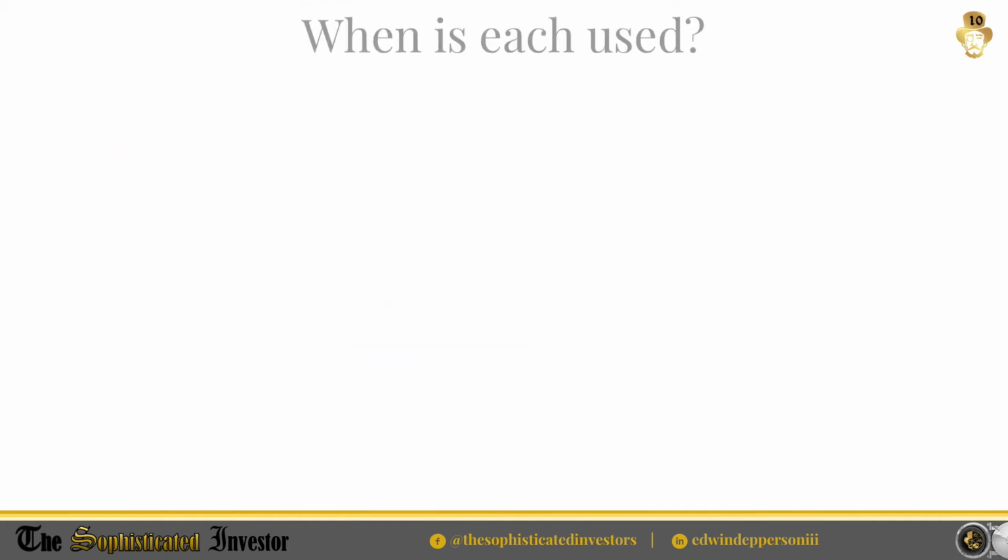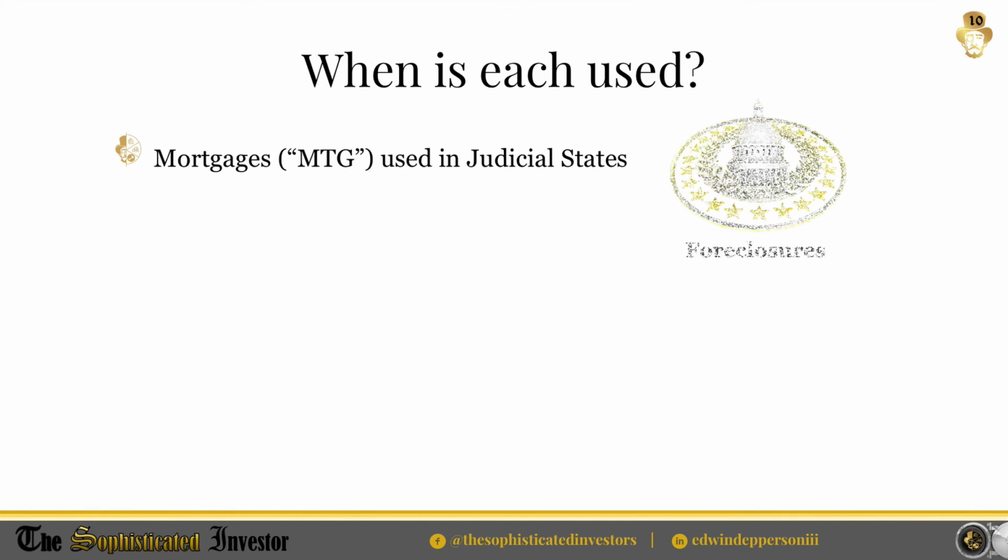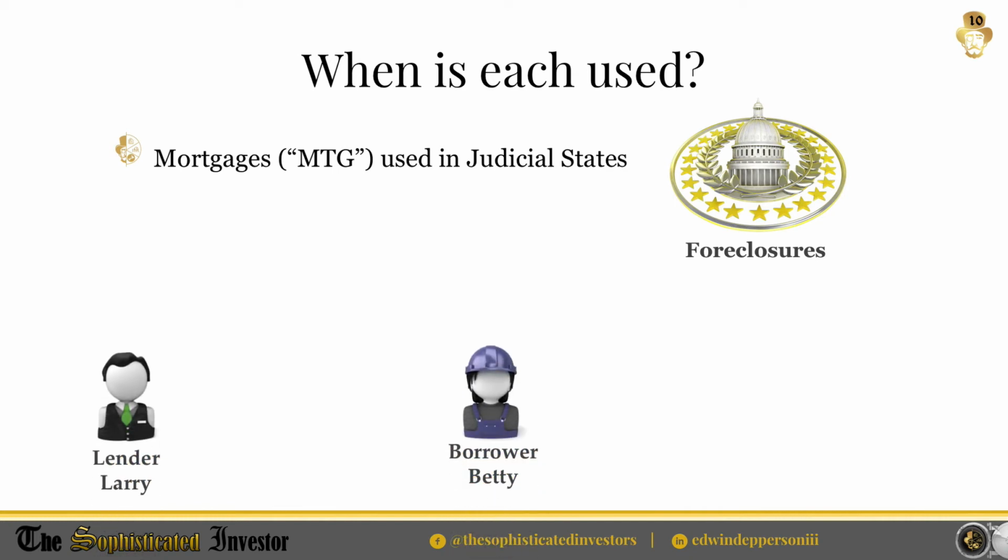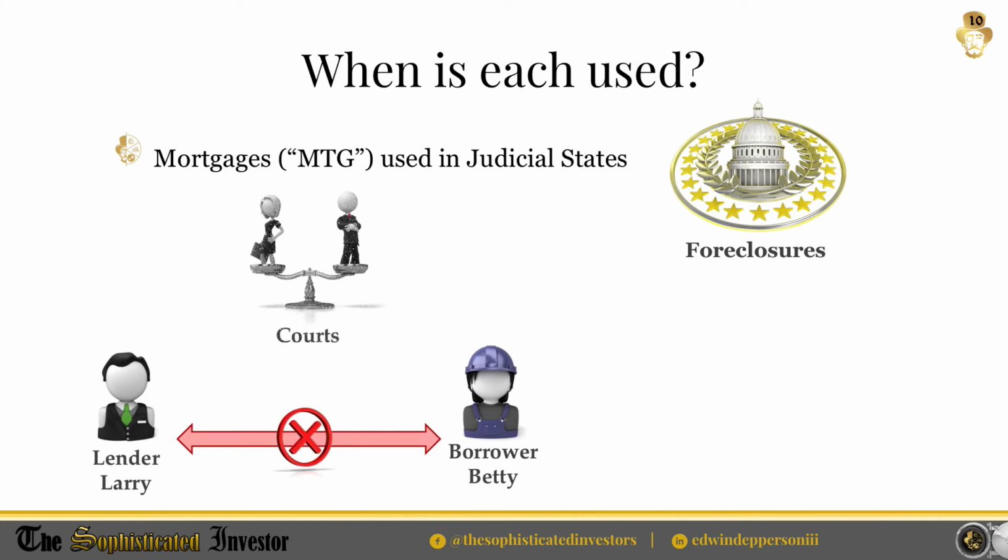What is a mortgage and deed of trust? When is it used? Well, mortgages are used in judicial states, which go through the foreclosure process through a court. So the way this looks, Betty pays Larry every month. Betty stops paying Larry. So according to a judicial state, Betty and Larry have to go to the court to settle this dispute. Larry initiates the foreclosure process.